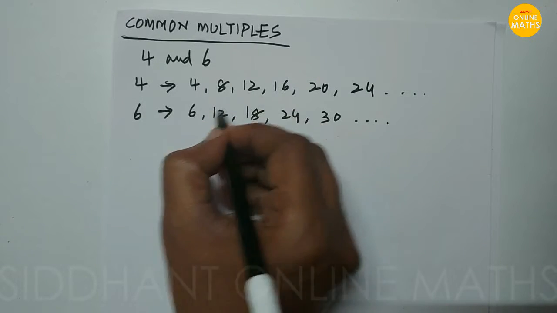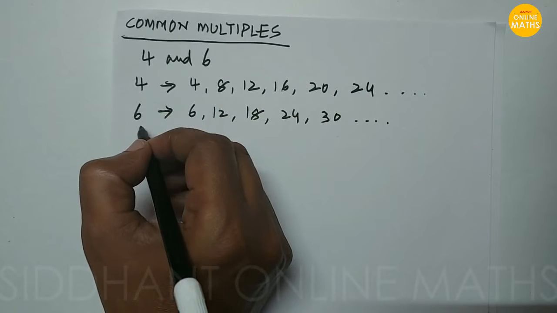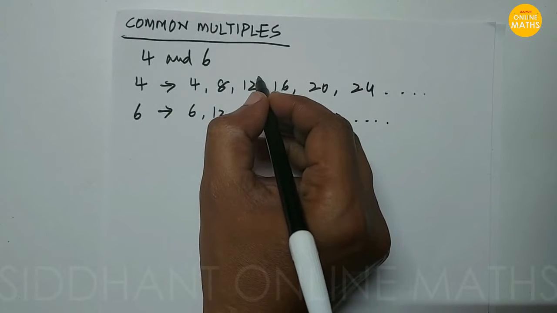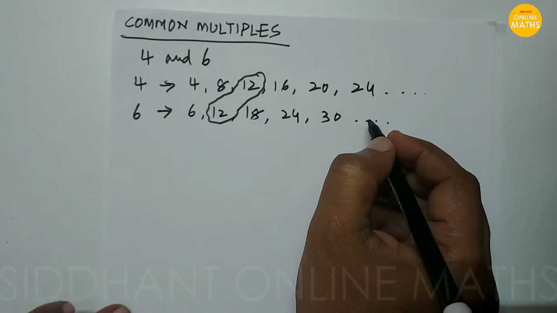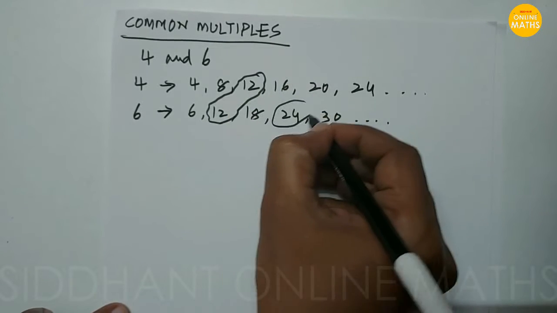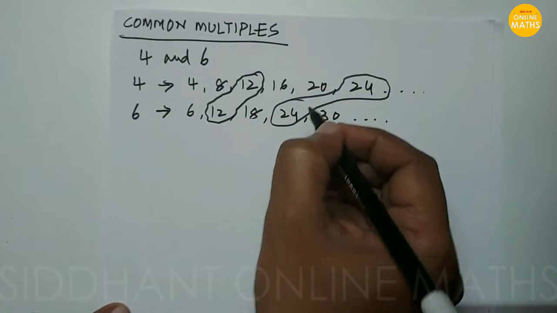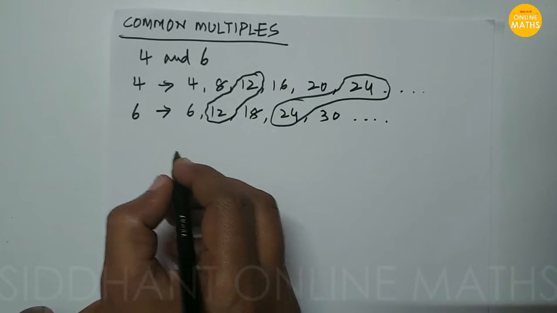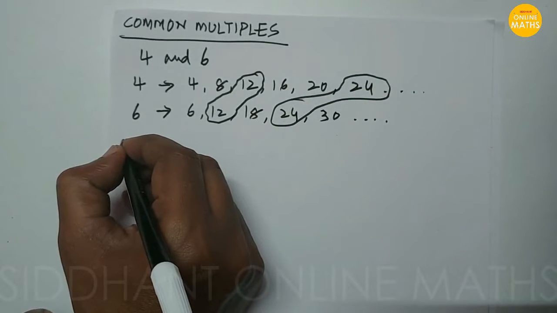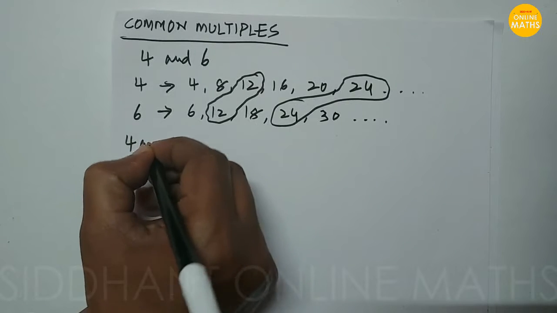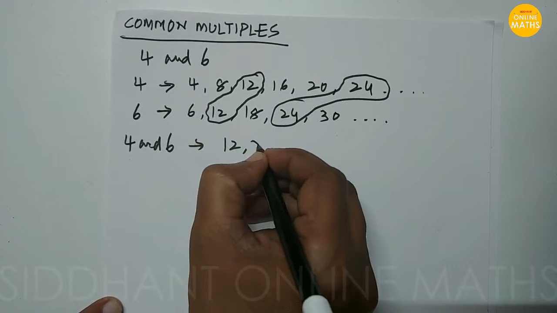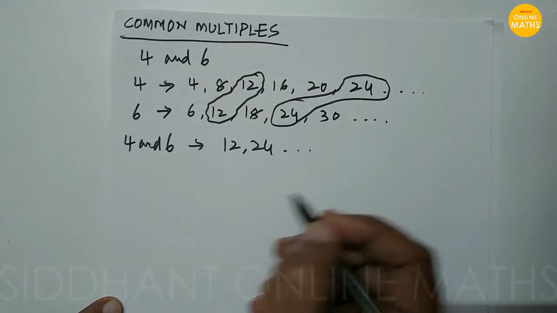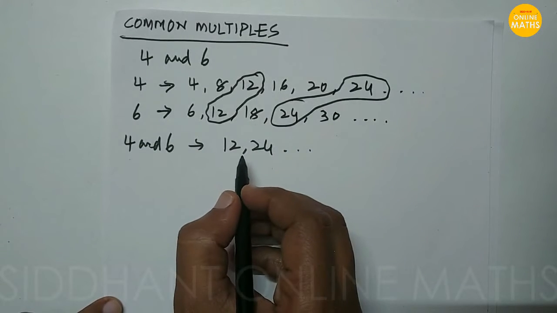Common multiples, in the sense of the numbers 4 and 6: you see here, 12 is a common multiple. And another number is 24. So 24 is another common multiple here. So we can say that the common multiples of 4 and 6 are 12, 24, and so on. So this is the meaning of common multiple.